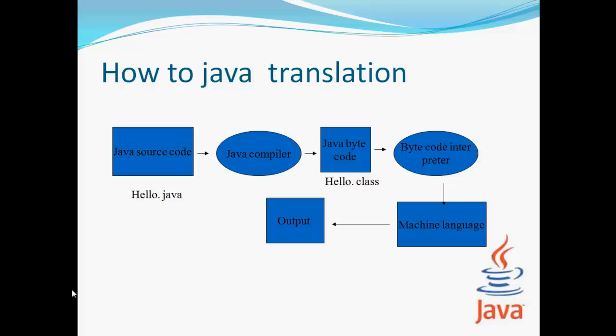How does Java translation work? Let's see how the hello world program gives its output. The Hello.java file is the source code that goes to the compiler. Then the compiler compiles it. After that, the source code is translated to bytecode. Then a class file is generated. After running the class file, the bytecode interpreter translates it to machine language. After executing, the output will be generated.